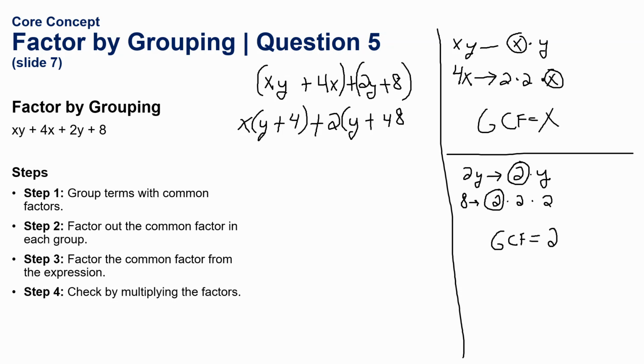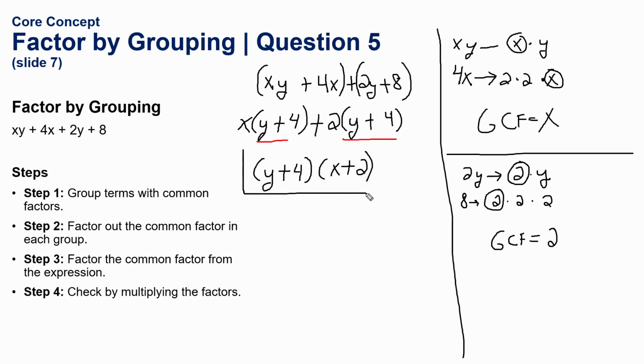Oops. Sorry, guys. Don't know what I was writing there. 2 times 4 is here. Okay. Now, our binomials that we have are the y plus 4 and the y plus 4. That is going to be the first parentheses then. And the second parentheses will be the terms on the outside, the x and the 2. So that is x plus 2. Okay, and this is our result for question 5.